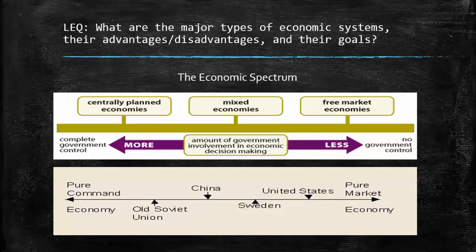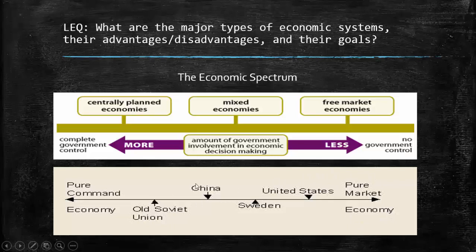Now, here's something I want to show you guys. I'll spend some time on this graphic. This is the economic spectrum. I just got done sharing with you guys that most of the countries in the world are not pure command, are not pure market. They are somewhere in between. So I want to focus on this graphic down here on the bottom. On the far left, we have a pure command economy. On the far right, we have a pure market economy.